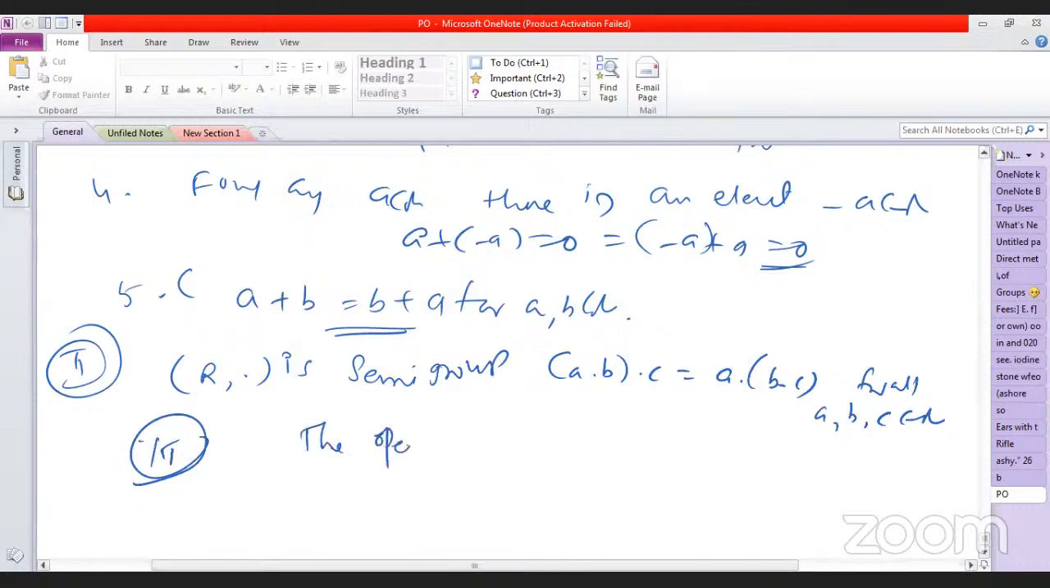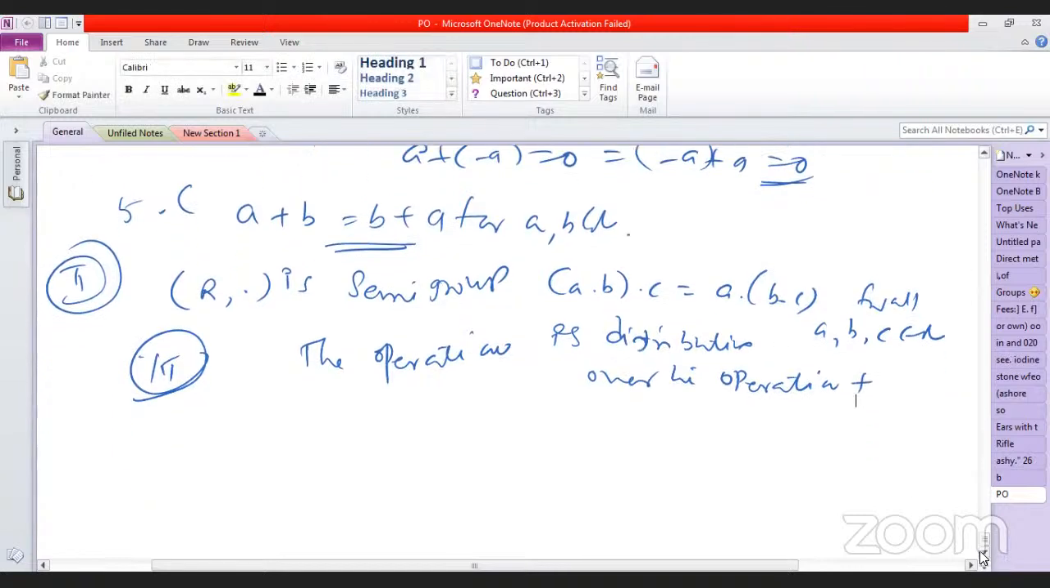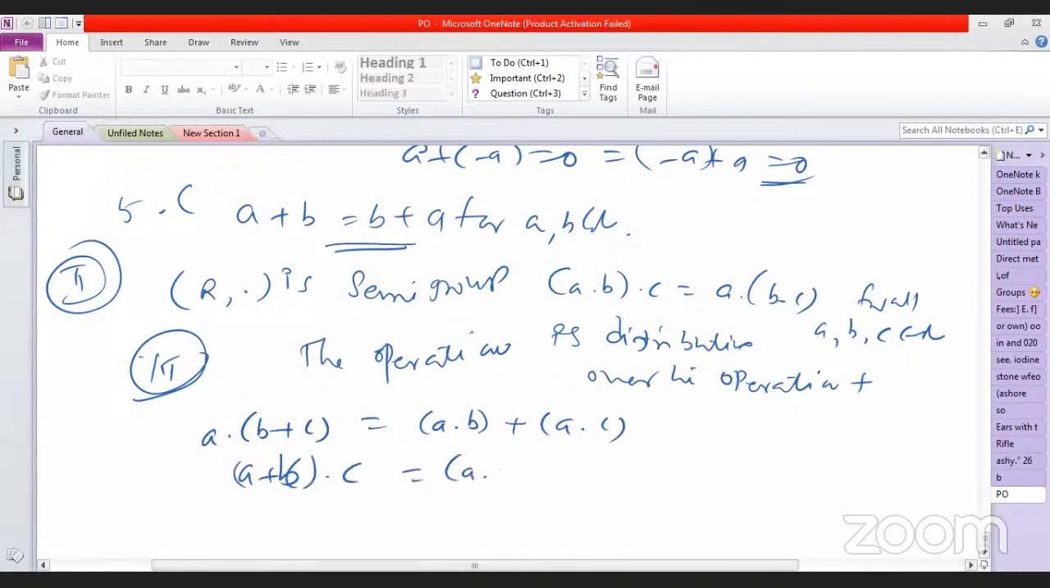The operation dot is distributive over the operation, that is addition. A dot of B plus C is equal to A dot B plus A dot C, and A plus B dot C is equal to A dot C plus B dot C. You can write it or not? Yes, sir.